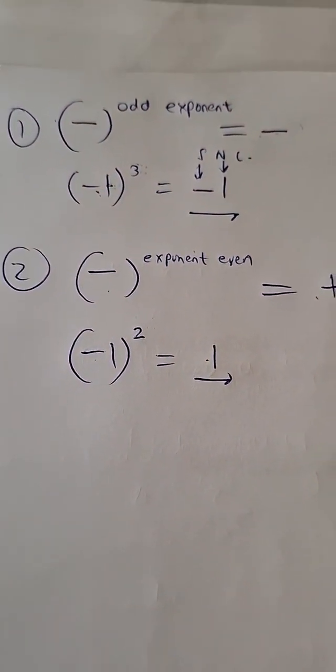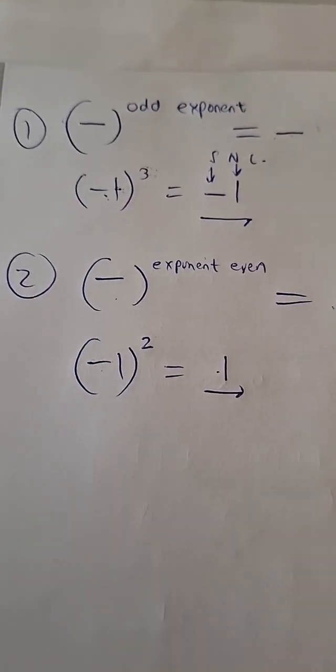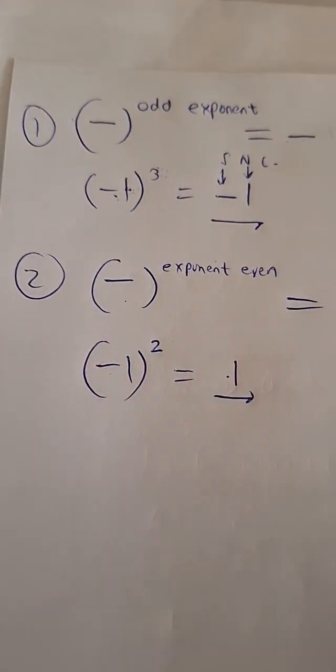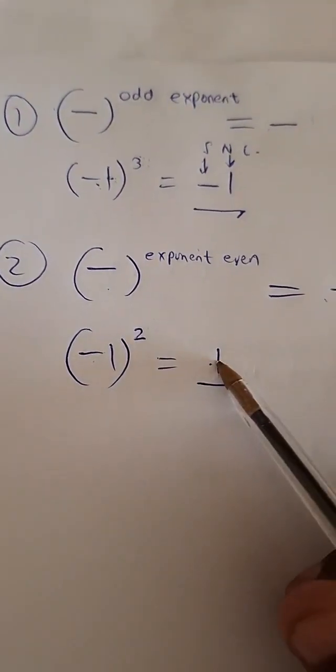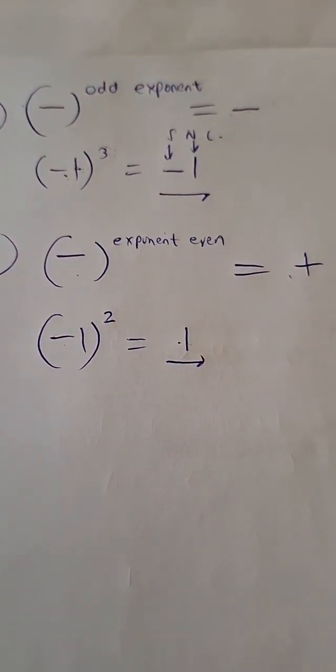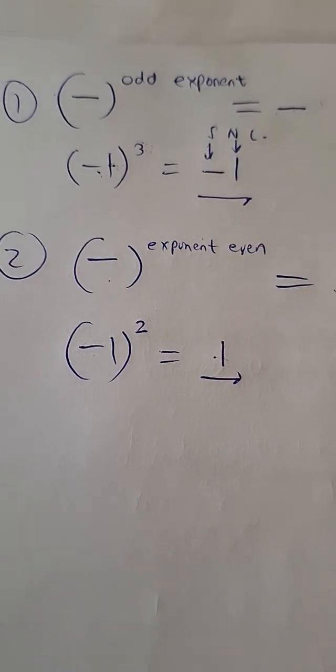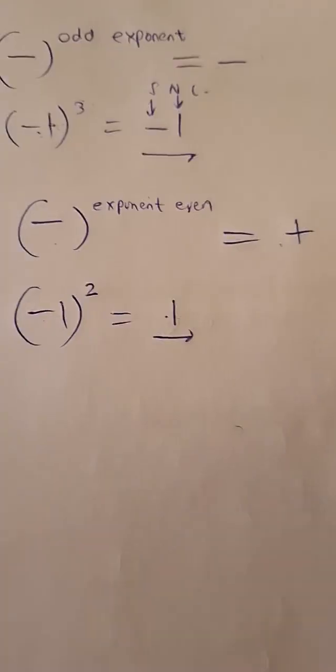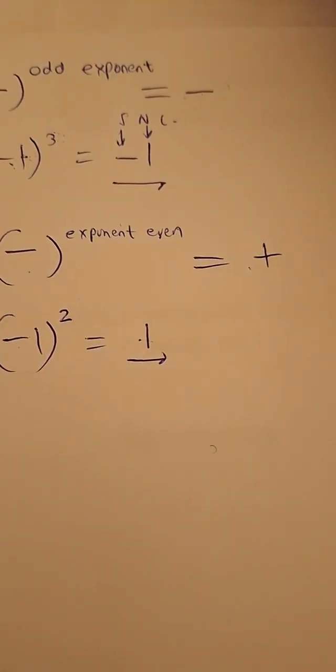Okay? So these are important things, guys. It seems like little things, but they're very important. Remember, 1 squared is 1 times 1, so the answer is 1. It can't be positive 2. Just be very careful of that. Otherwise, it will really mess us up.